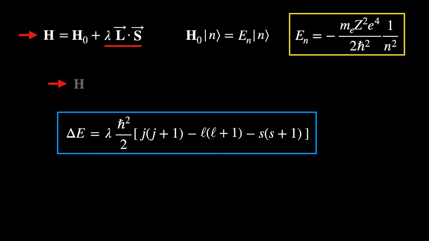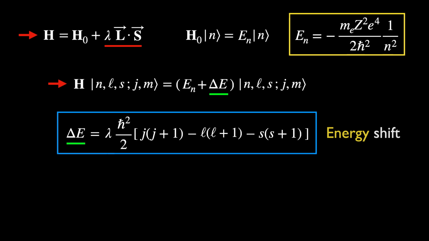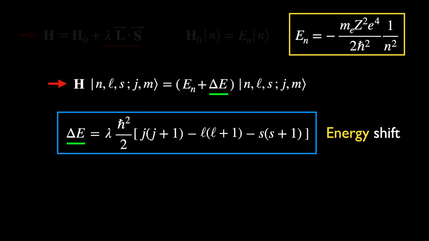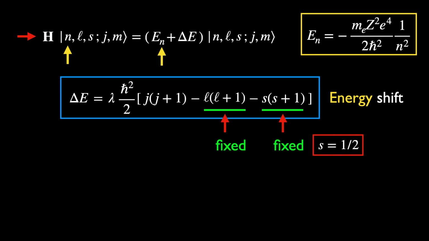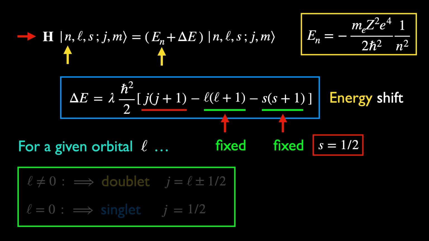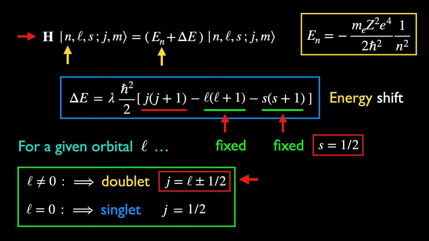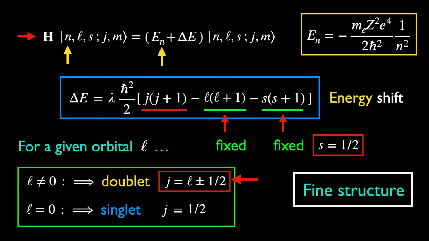Now we have the energy shift from Bohr's values due to spin-orbital coupling. So for a fixed n and a given L with spin half, the splitting of energy is due entirely to the dependence of the energy shift on J. This splitting, where two closely spaced energies are found instead of one, is known as the fine structure.